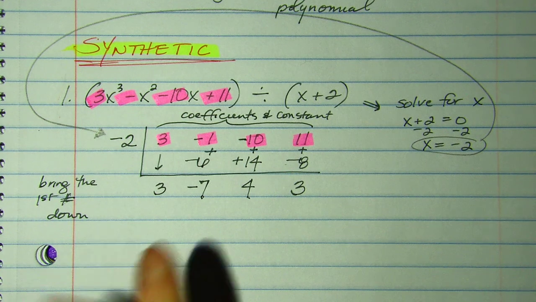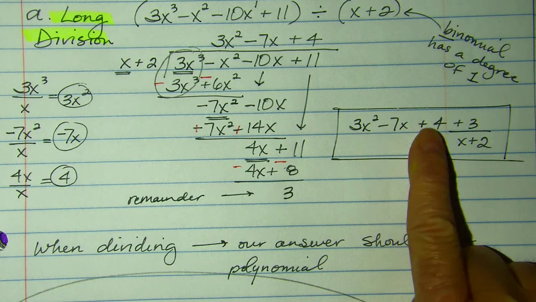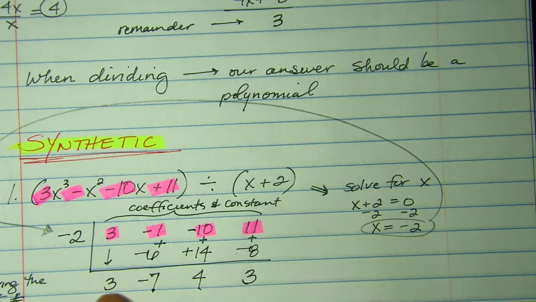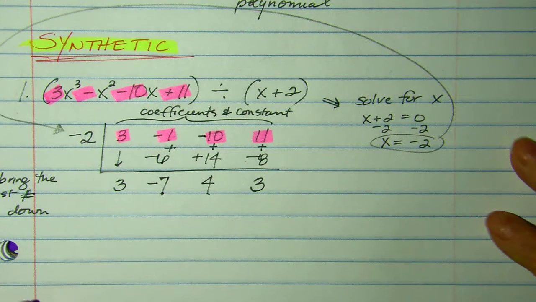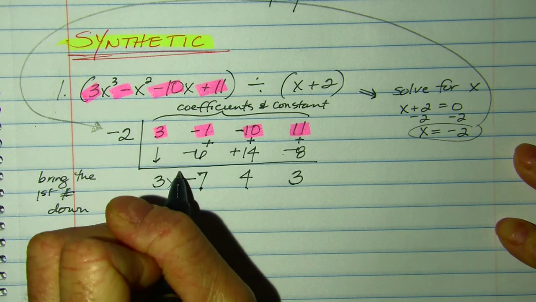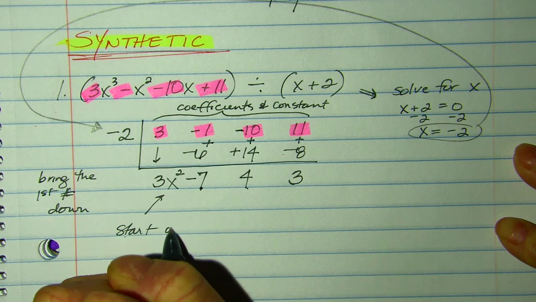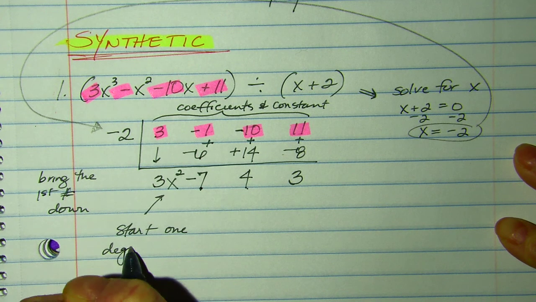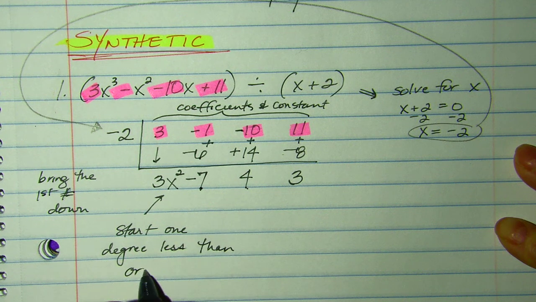Now, notice these numbers. They're the coefficients here. 3, negative 7, 4, 3. So now I'm going to go over how to write your answer. I'm going to start with 1 degree less than my original. So start 1 degree less than original. And then work your way down.